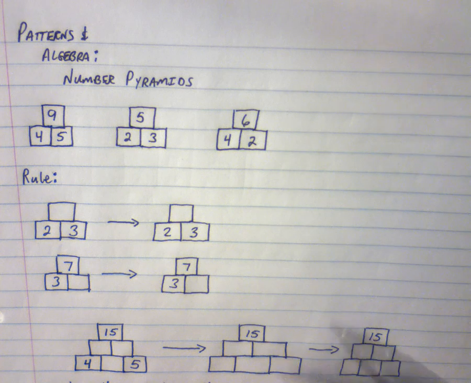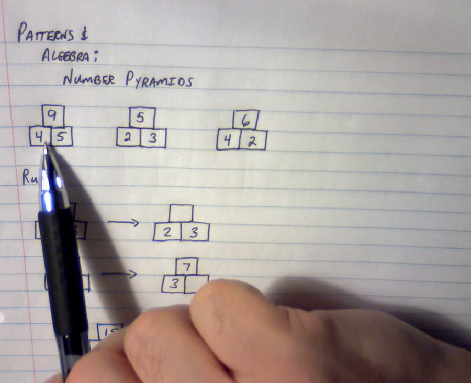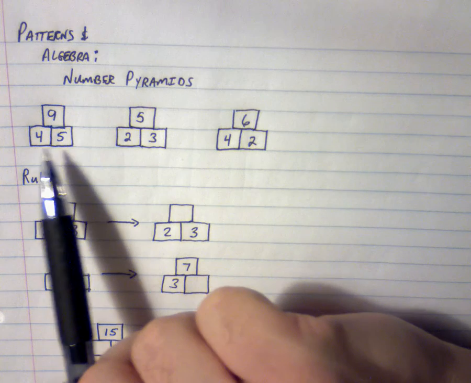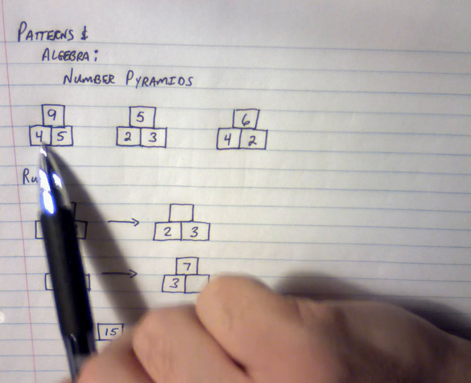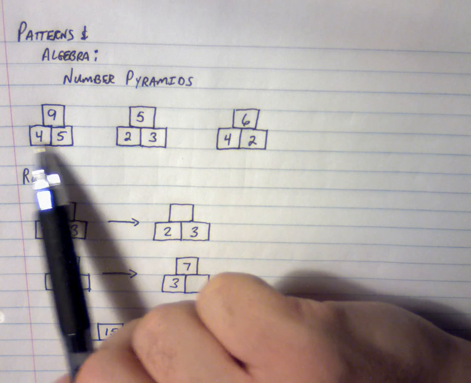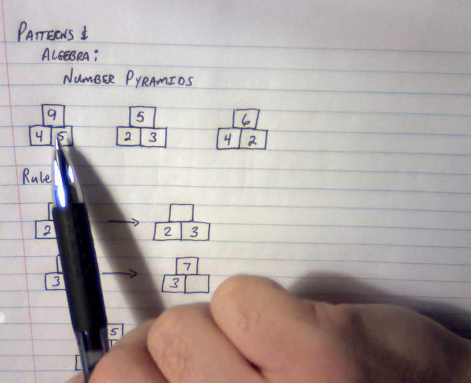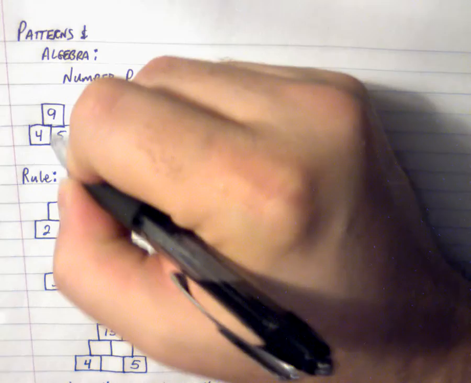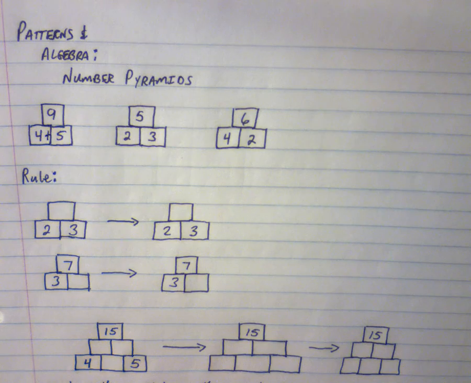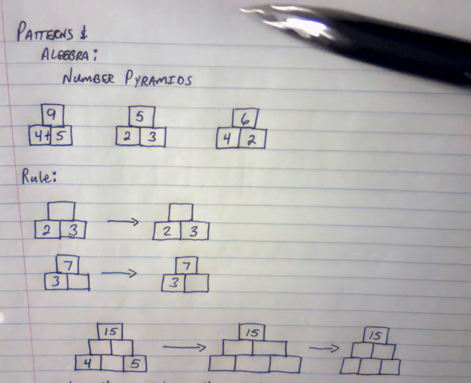So what we want to do is look at the bottom row. We look at the two numbers on the bottom row, and then we look at the number on the top row. So what are the two bottom numbers doing? What are we doing with these two numbers to get this number? If you came up with the fact that we are adding these two numbers together, then you are correct.